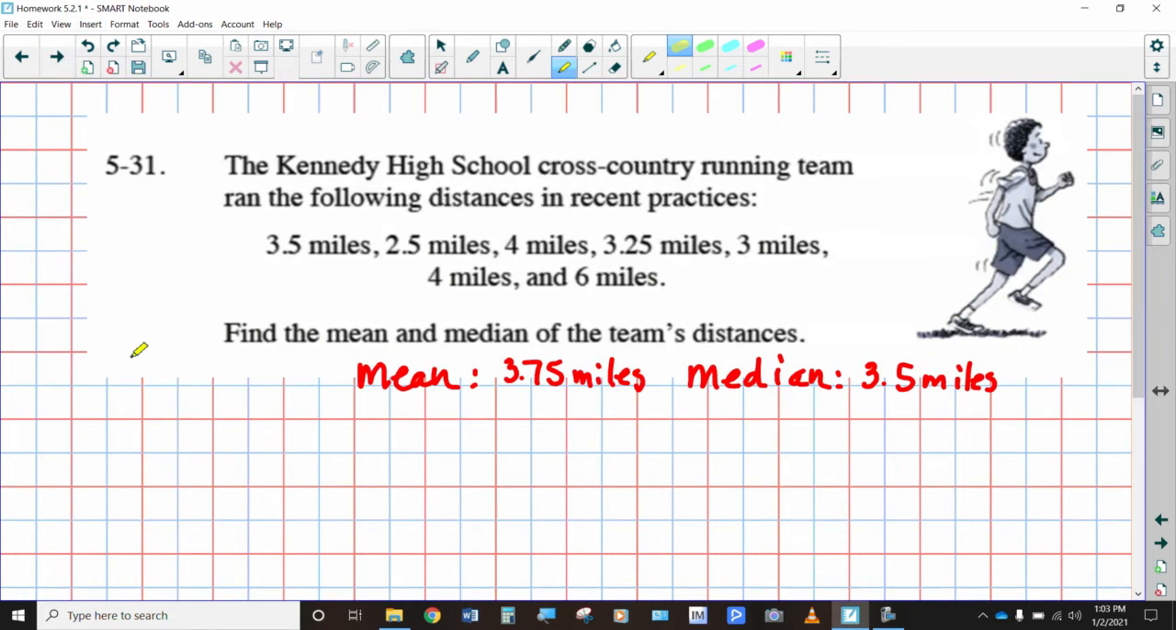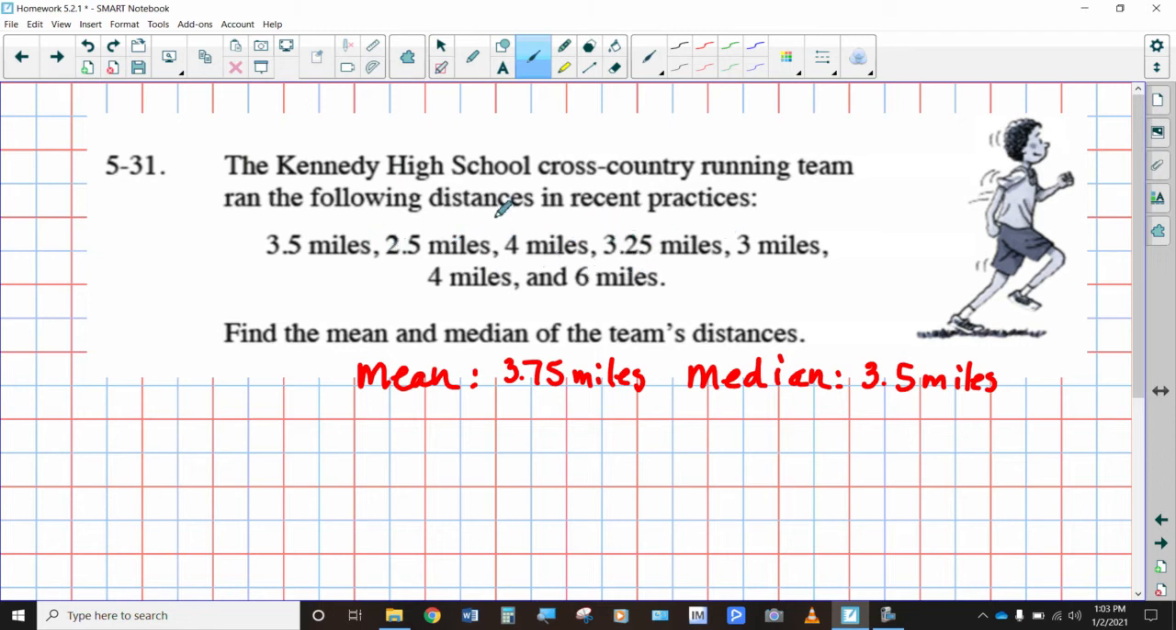All right, so what do we have here? The Kennedy High School cross-country team ran the following distances in the recent practices. Find the mean and the median of the team's distances. Okay, so we could use a spreadsheet to figure out the mean and the median, but we only have 1, 2, 3, 4, 5, 6, 7 of these.